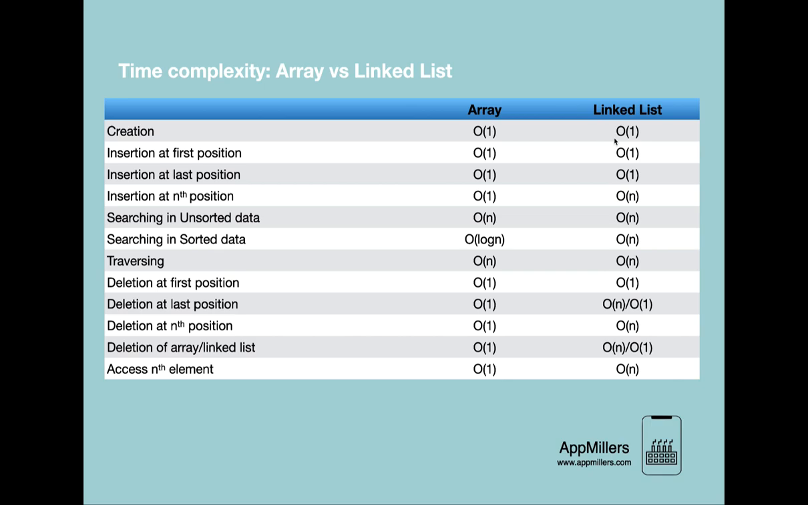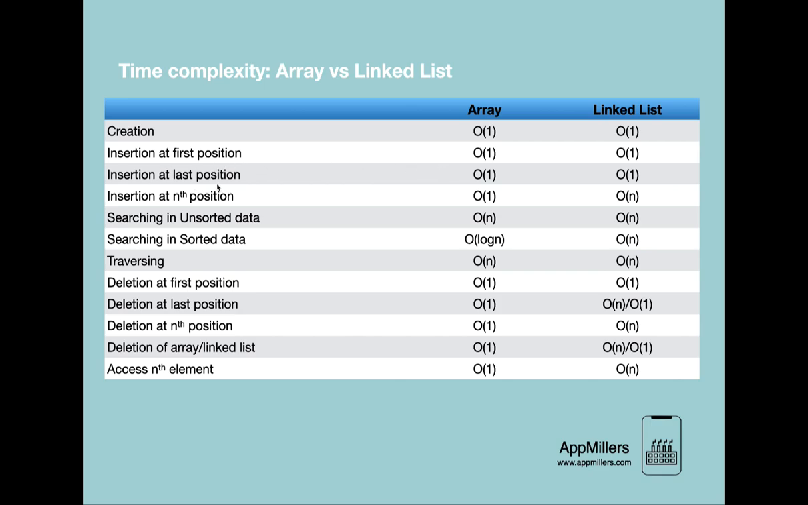So the next operation is insertion, and we know that we can insert an element in 3 different ways. Insert an element at the beginning, inserting an element at the end of collection, and insert an element in the nth position. So let's look at these 3 cases one by one. So inserting an element at the first position is constant time operation for both array and linked list. And similarly, inserting an element at the last position is constant time operation for both data structures over here.